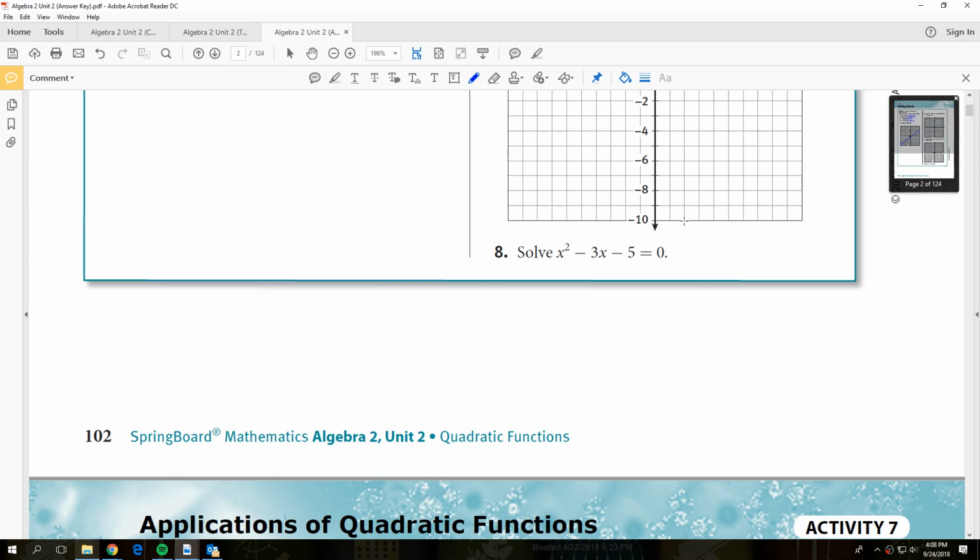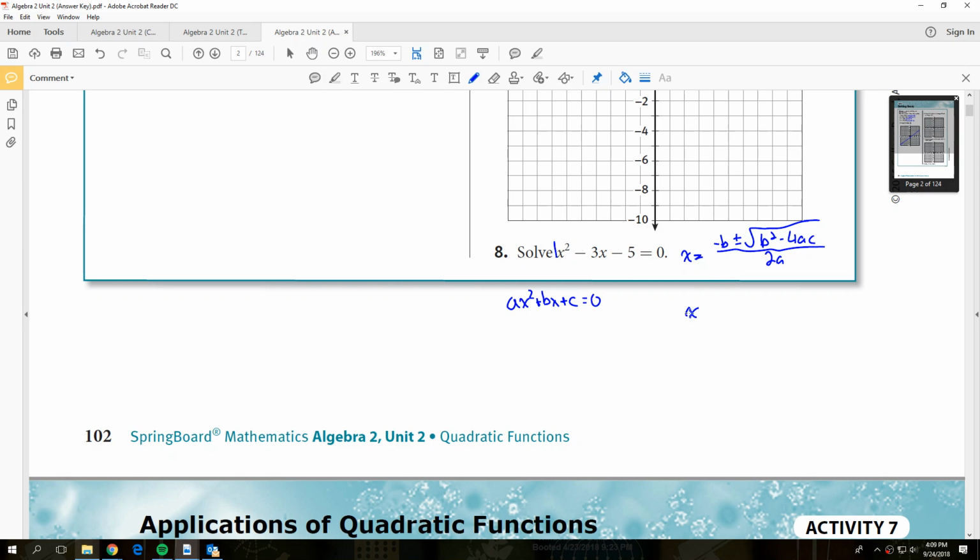So if you recall, the quadratic equation is x equals the opposite of b, plus or minus the square root of b squared minus 4 times a times c, all over 2a. And that's when you're given the equation in standard form of ax squared plus bx plus c equals 0. Okay, so let's go ahead and plug these coefficients in here, because we have a 1 in front of here. We got 1 for a, negative 3 for b, and negative 5 for c.